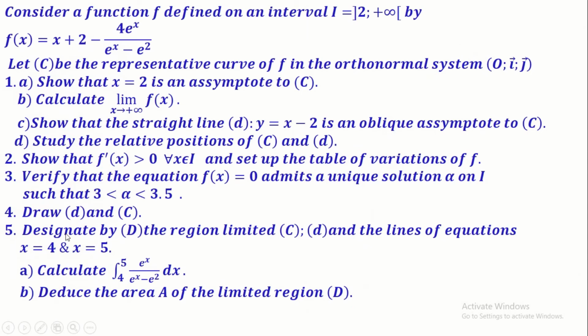Something else. Now designate by D the region limited by the curve C, the straight line D, and the lines of equations x equals 4 and x equals 5. First, we need to calculate the integral of exponential x over exponential x minus e squared from 4 to 5, dx. Let's calculate it first, and then we're going to solve the next part.